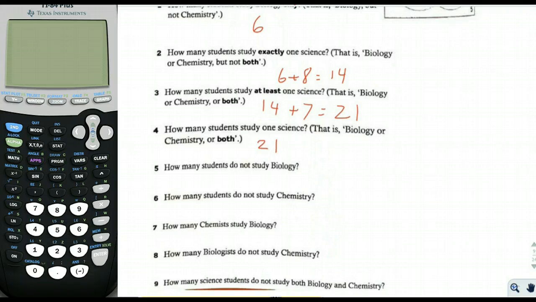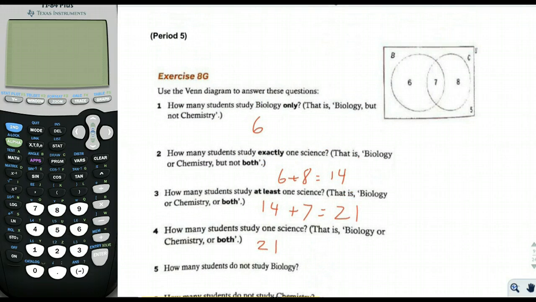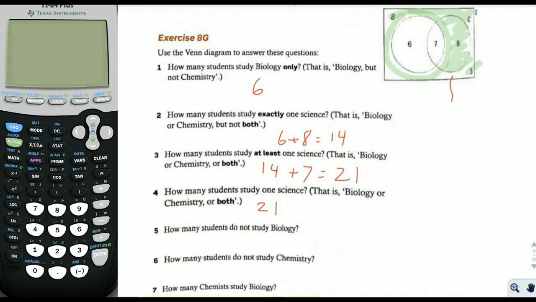How many students do not study biology? We've got to keep in mind here that there are these 5 students here, so we always have to count them. How many students do not study biology? Okay, so that would be anything outside of the set B. So that would be 8 and 5. 8 plus 5 equals 13.